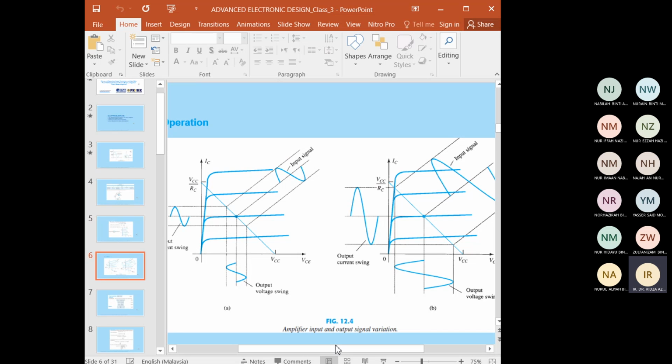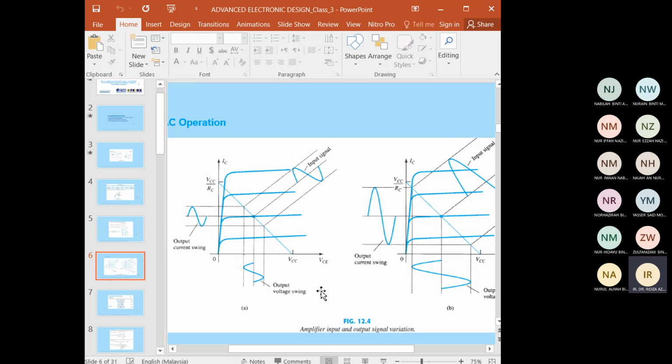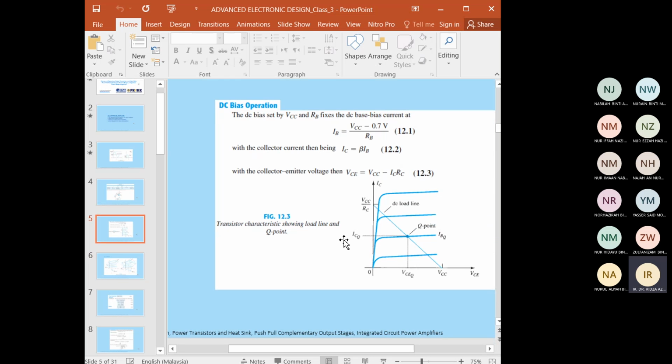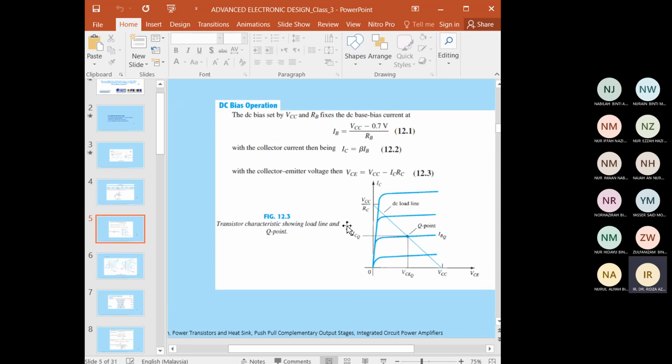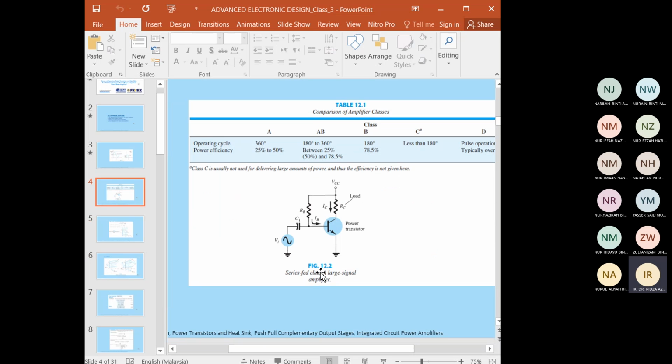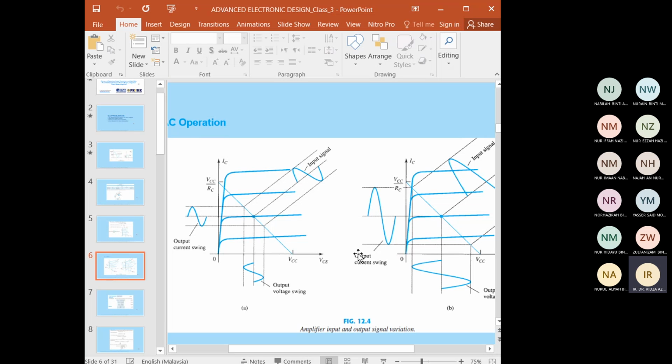All right, so next is the AC operation, Figure 12.4. When the input AC signal is applied using this circuit, we can see the amplifier input and output vary. Figure 12.4 shows the swing of the input and also the output.